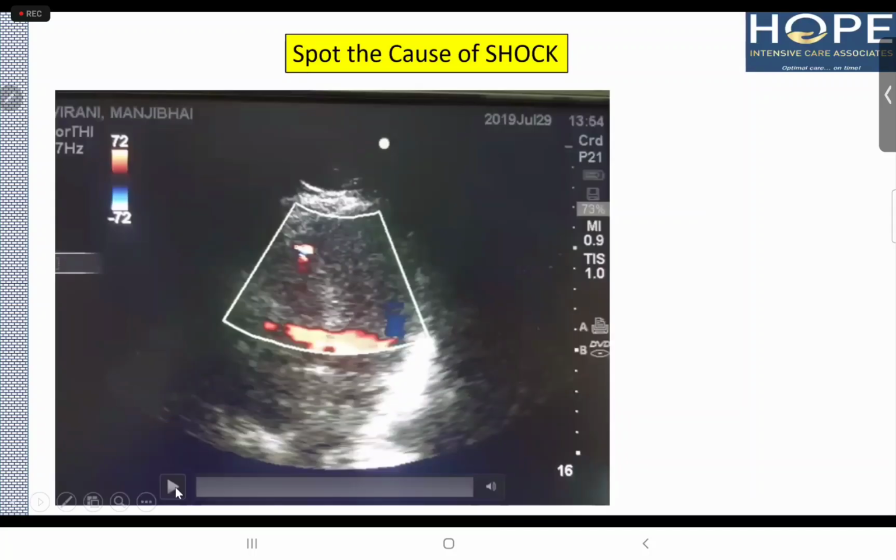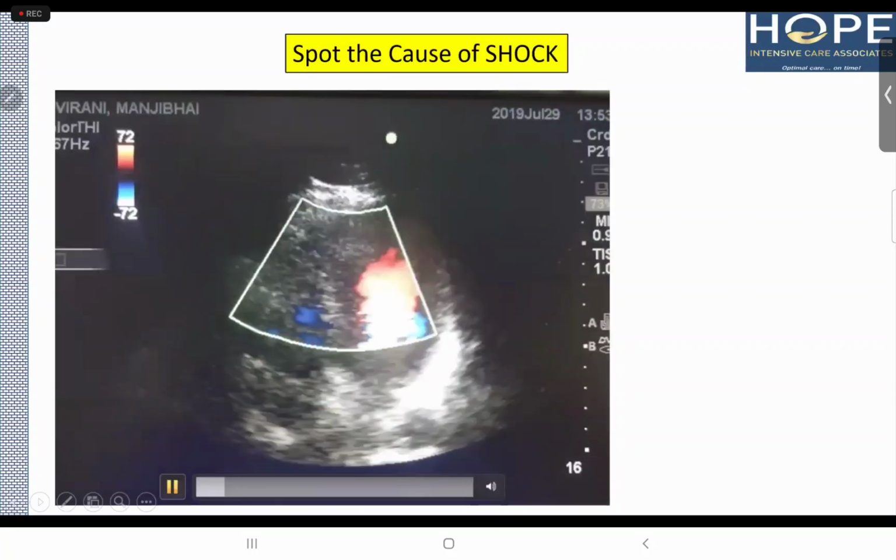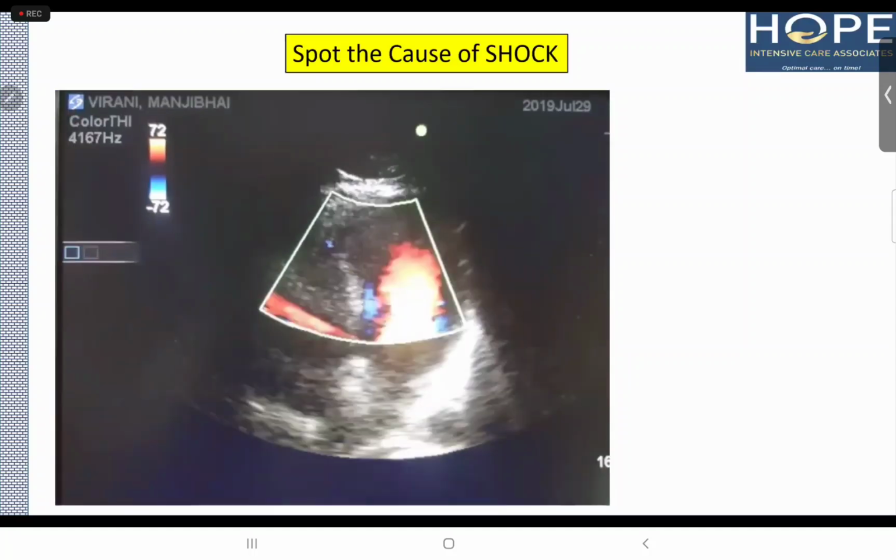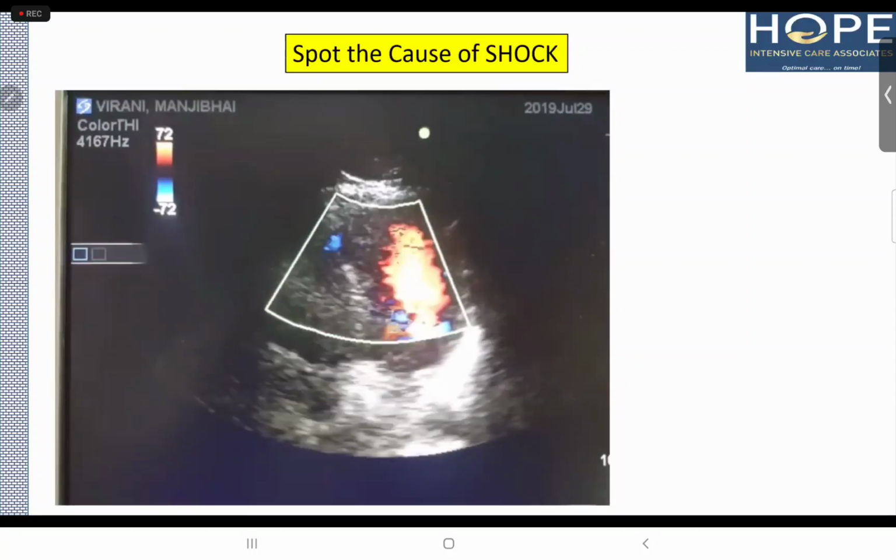Now, this would be very interesting. A patient with chest pain and pulmonary edema is brought to the ICU, intubated, and is in very severe shock. Blood pressure is around 90 systolic, heart rate around 130, pink frothy sputum, and cold peripheries. What do you think is the cause?